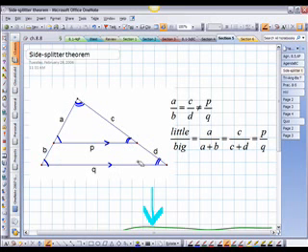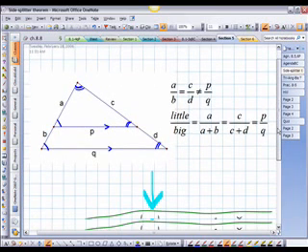If you want to find one for P over Q, you have to think of the little triangle here and then the whole big triangle. So if you want to do little over big, you say A, the little left side, divided by A plus B, which is the big left side, is equal to C, the small right side, divided by C plus D, the big right side, is equal to P, the small third side, divided by Q, the big third side.